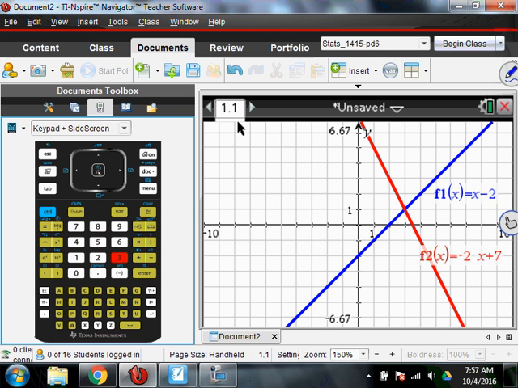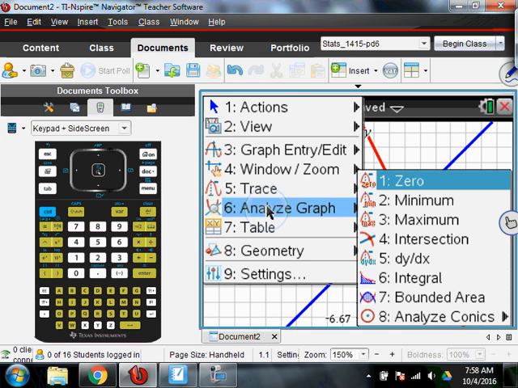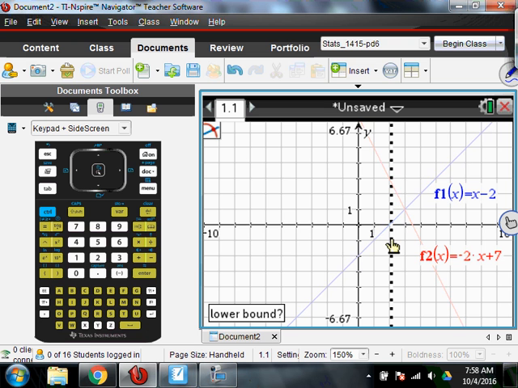Now, if we wanted to be sure, we're going to have to use our special tools. We're going to press menu. We're going to press analyze graph, and we want to find the point where the graphs intersect. So option 4. Now this is the part where a lot of people struggle to use the calculator and they just give up and they just want to get rid of it.